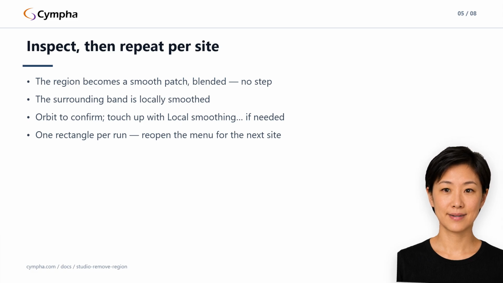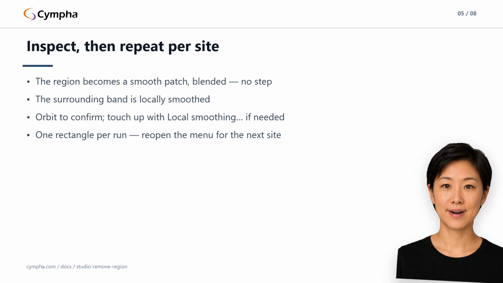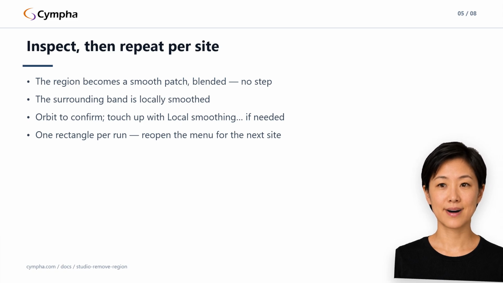If a small artifact survives near the seam, don't rerun the rectangle, switch to the local smoothing brush for a non-destructive touch-up. For a full arch of attachments, the rhythm is: orbit so the next buckle surface faces the camera, right-click, remove region, create, drag, release, inspect. The menu has to be reopened for every site, one rectangle per run, then the tool exits. That's intentional, so you pause and inspect between sites rather than machine gunning rectangles around the arch.